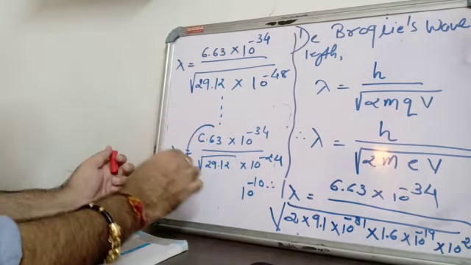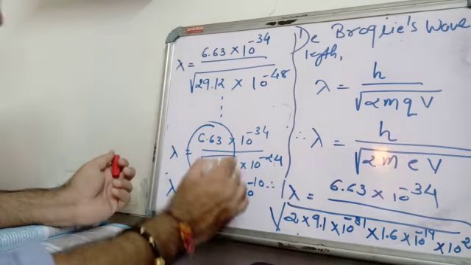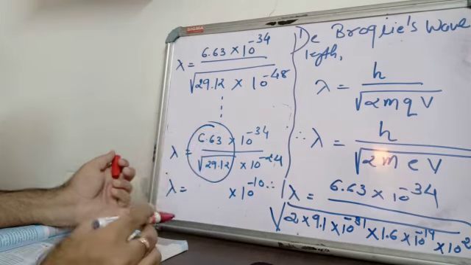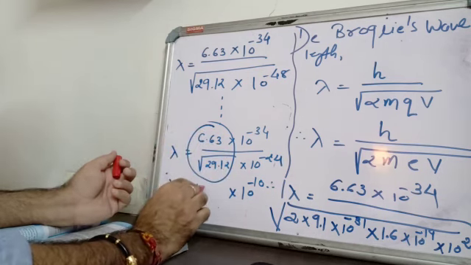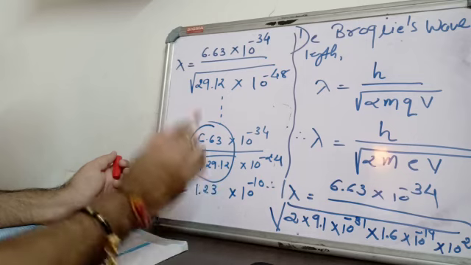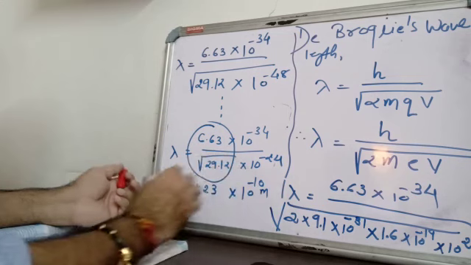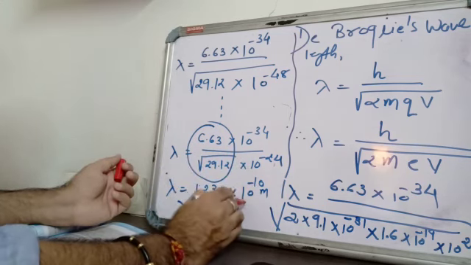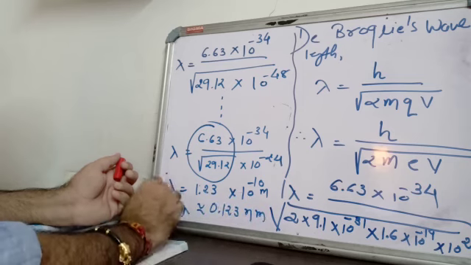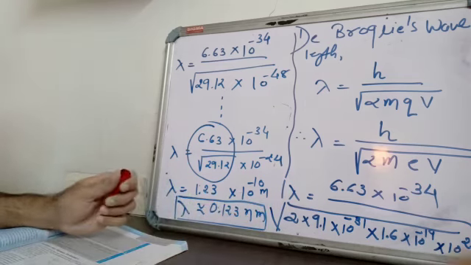And simplify this. So you will get approximately 1.23 into 10 raised to minus 10 meter. So lambda is approximately 0.123 nanometer. It would be the answer, right?